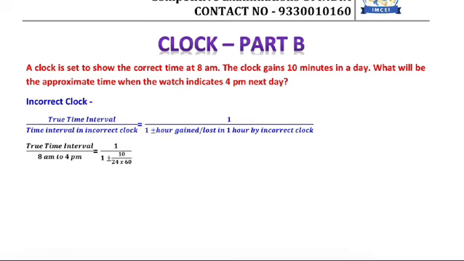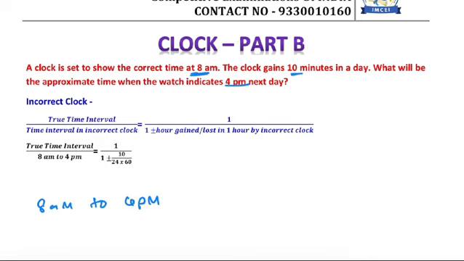The first question is, a clock is set to show the correct time at 8 a.m. in the morning. The clock gains 10 minutes in a day. What will be the approximate time when the watch indicates 4 p.m. next day? Now first we find out from 8 a.m. to next day 4 p.m.